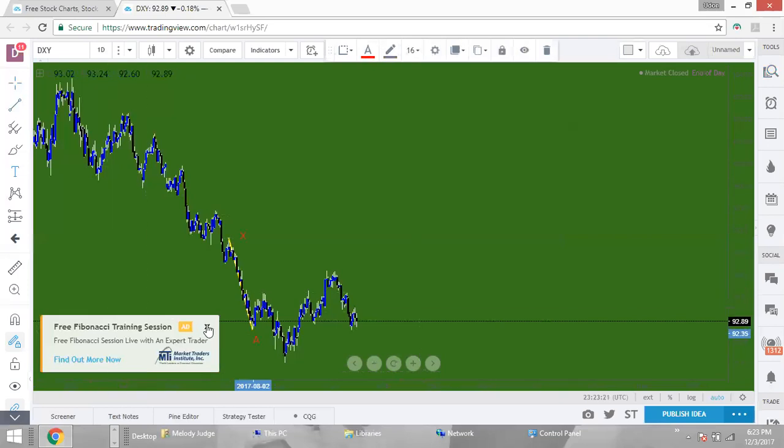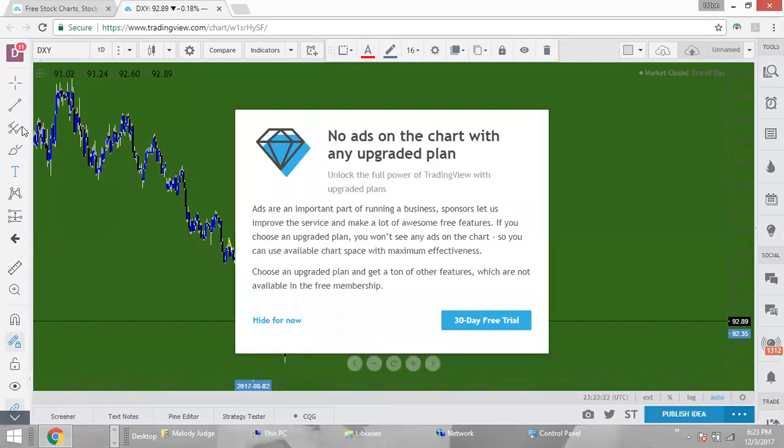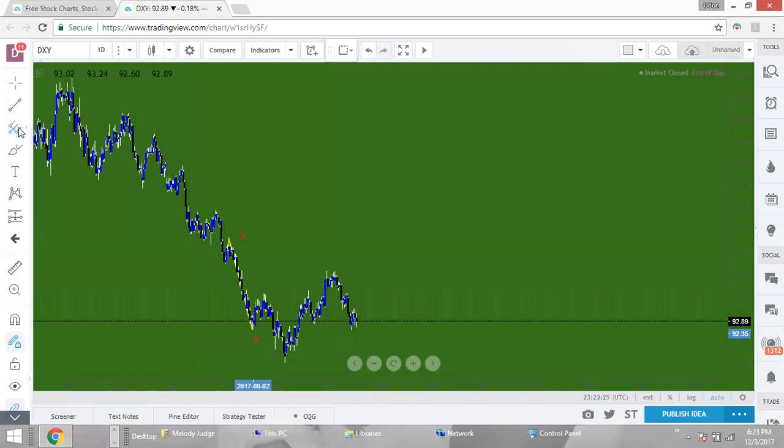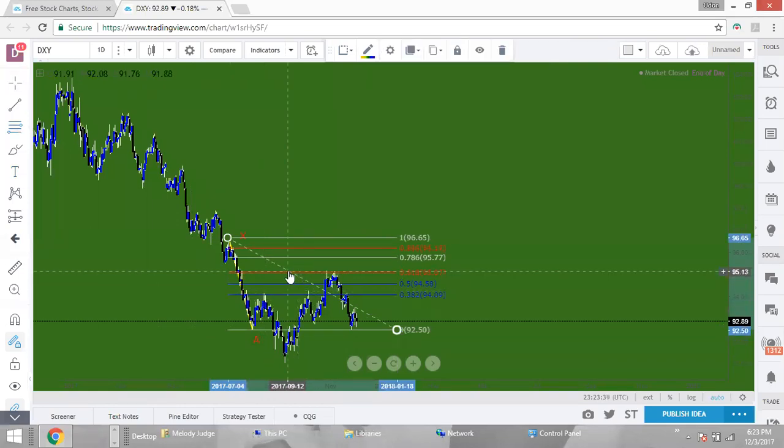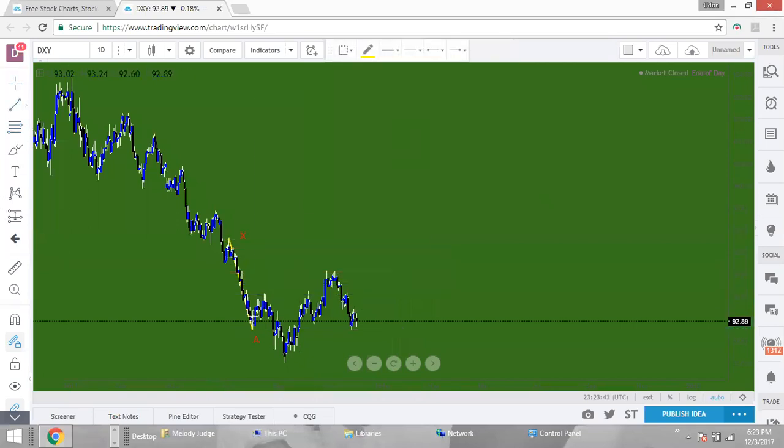Once we've identified our X to A move, we're going to pull out the Fibonacci retracement. We want to take it from X to A. Now we need a minimum of a 38.2 to be hit. As you can see, that wicked right to the 38.2 perfectly and moved back down, so we can identify that as our B leg, a valid B leg.